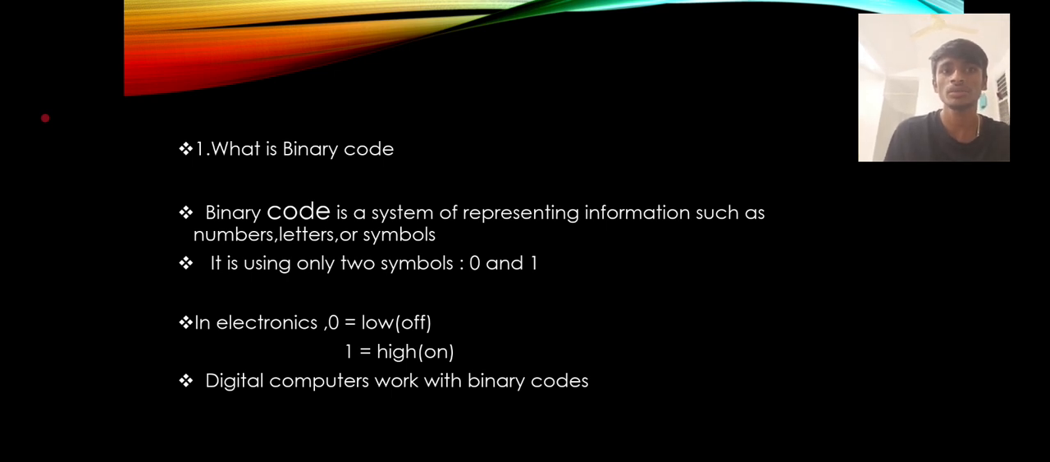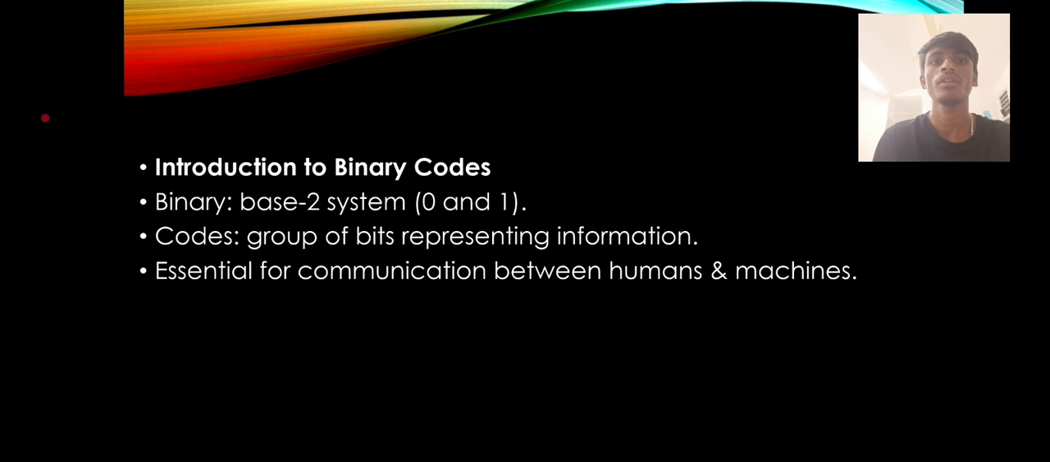The binary code is a system of representing information such as numbers, letters, or symbols, using only two digits, 0 and 1. Digital computers also work with binary codes. Now I will tell about the introduction to binary codes. It is essential for communication between humans and machines. It can represent numbers, letters, symbols, and instructions for processing data or controlling operations with digital devices. Binary code is a group of bits representing information. It is a base 2 system, 0 and 1.